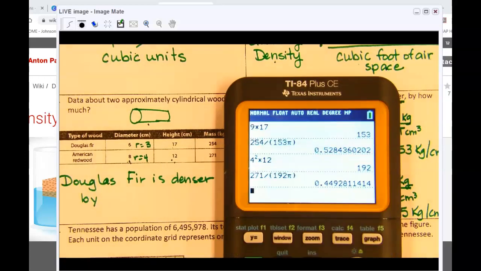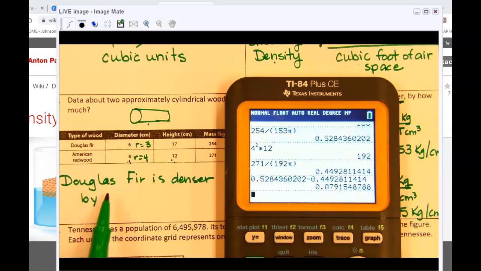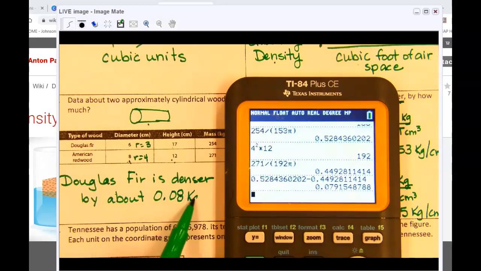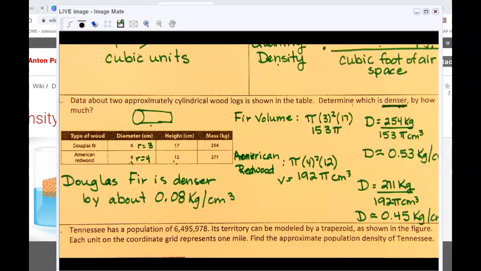We are going to take our calculator. We're going to type that one in. We are going to subtract this one. So it is by about, we'll round to the nearest hundredth, 0.08 kilograms per cubic centimeter. So that is how you would do a volumetric density. Even though this one is shorter, this one here has more density simply by the math.